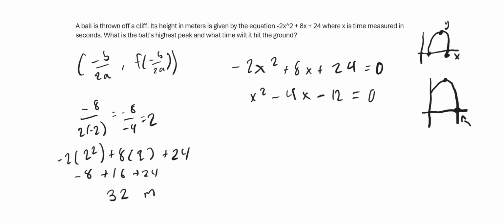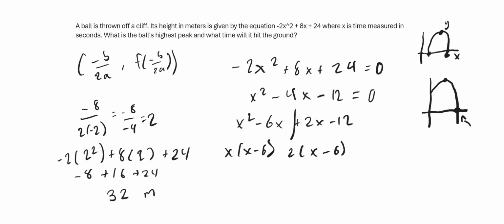So I know that one factor pair of negative 12 is negative 6 and positive 2. And I also know that negative 6 plus 2 is equal to negative 4. So we can do x squared minus 6x plus 2x minus 12. Then we'll just separate these, get x times x minus 6, and then 2 times x minus 6. So now we've factored our equation.